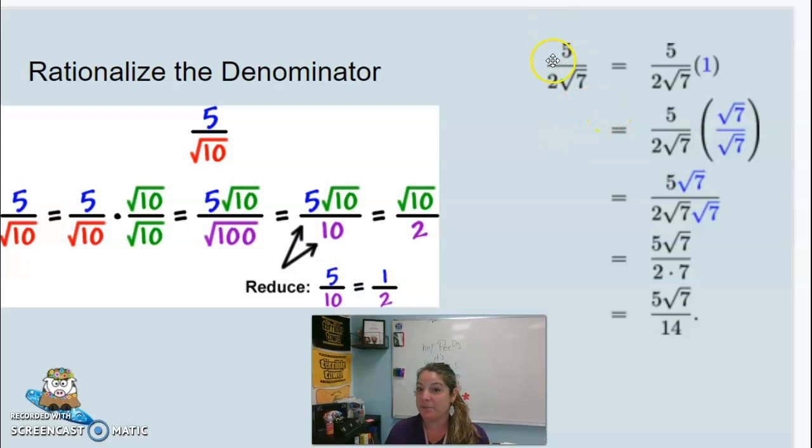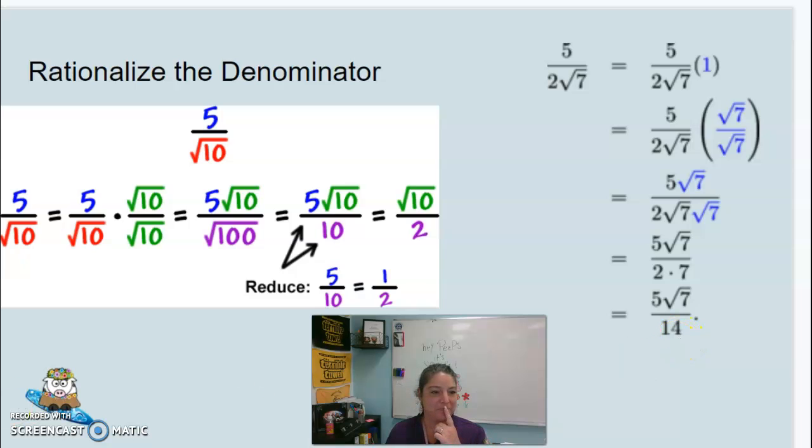So the next example, we have a 5 divided by 2 times root 7. Again, the root 7 is not allowed to be there. It's illegal, so we have to get rid of that. So we're going to multiply by 1, okay? And we're going to multiply by root 7 over root 7. So when you multiply the numerators, 5 and root 7 is 5 root 7. When you multiply the denominators, you're going to get 2 times the square root of 7, and the square root of 7 times the square root of 7 becomes the square root of 49, which is 7. And so 2 times 7 makes 14.